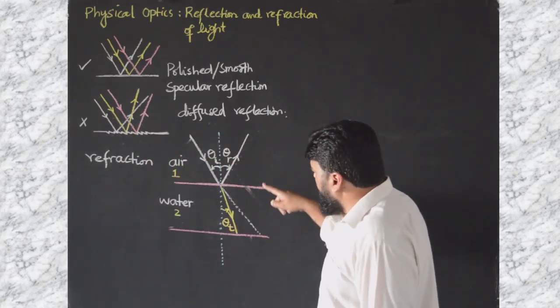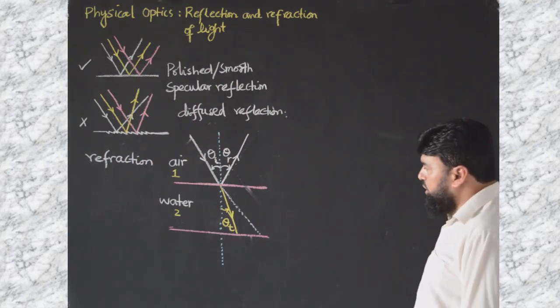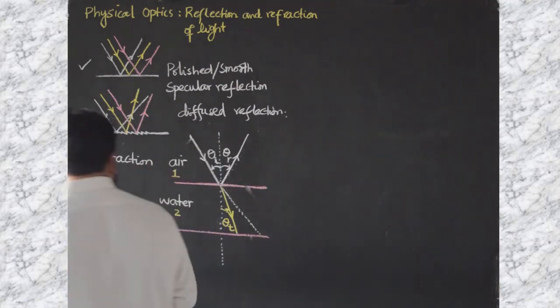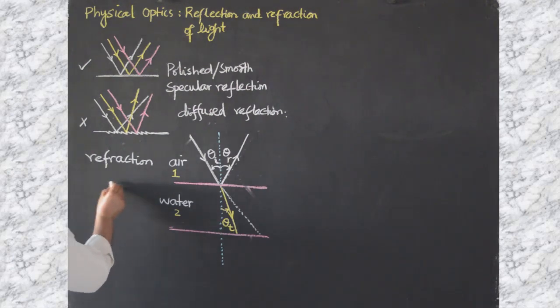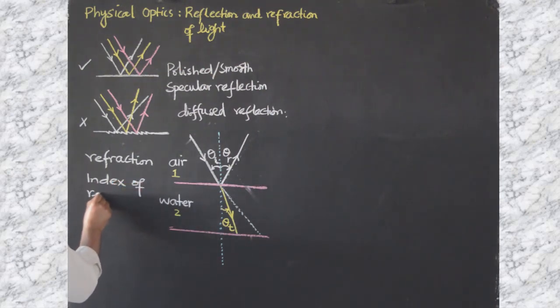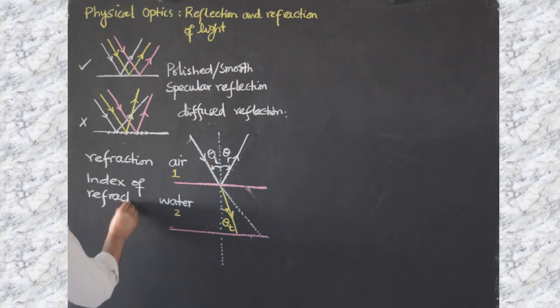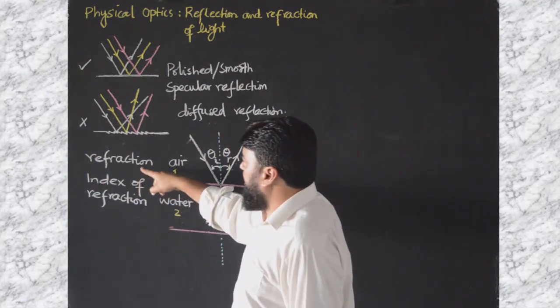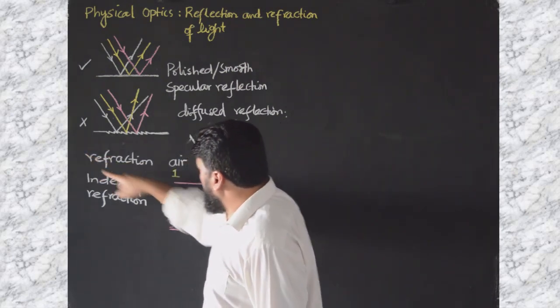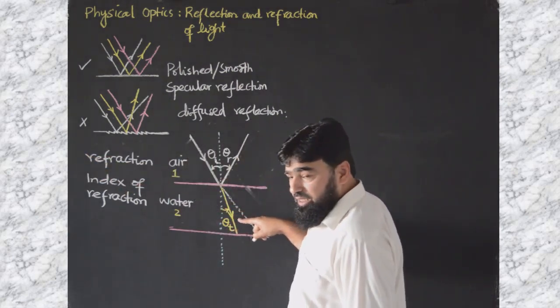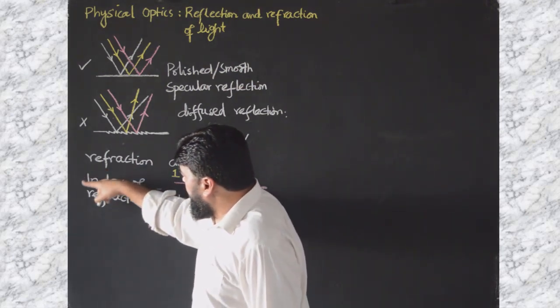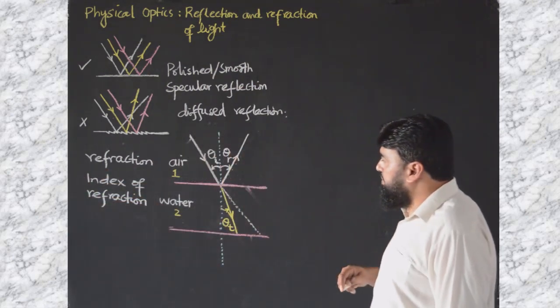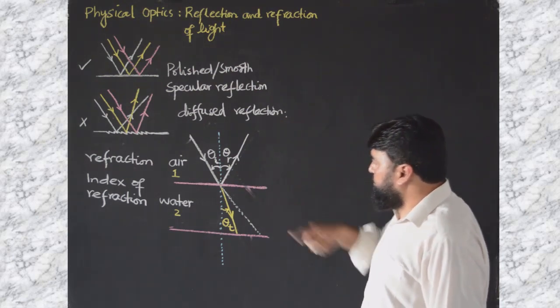And now here the very important thing is actually a quantity that we will have to define, and that is the index of refraction. The index of refraction is important here, because this light ray is refracting. Then what is the index of that refraction? It depends on the two media here.